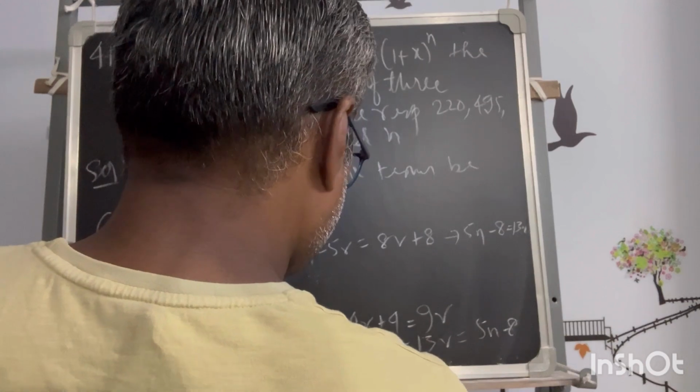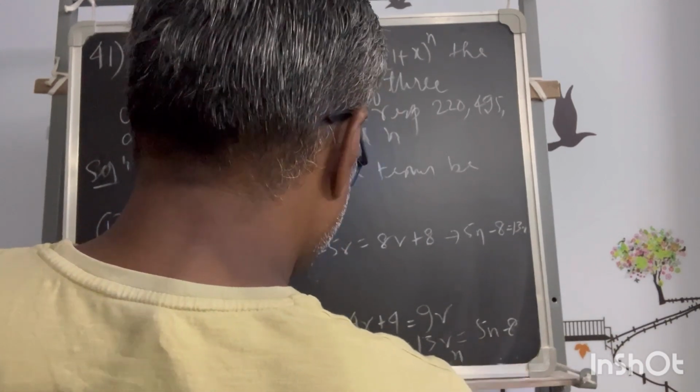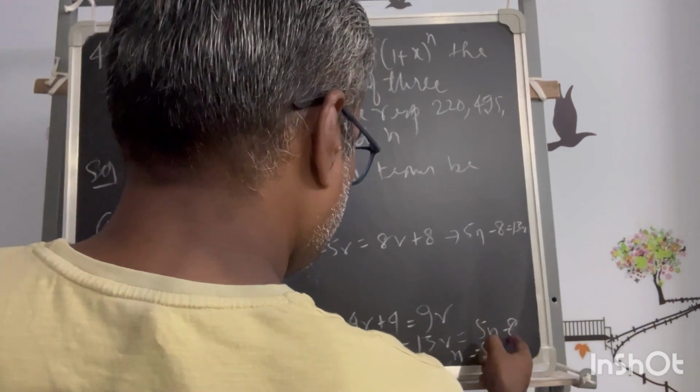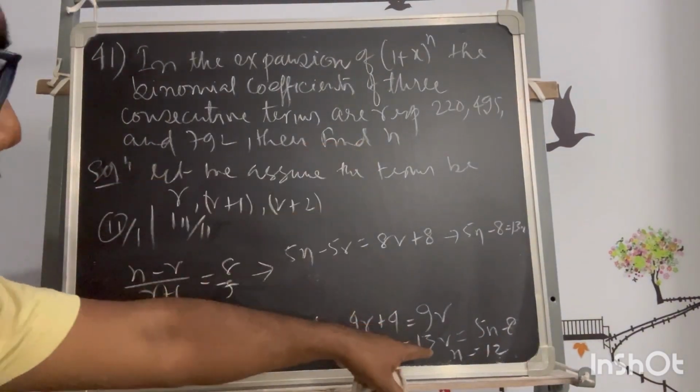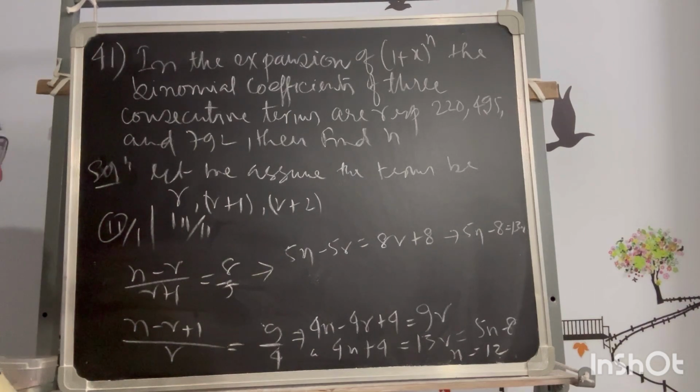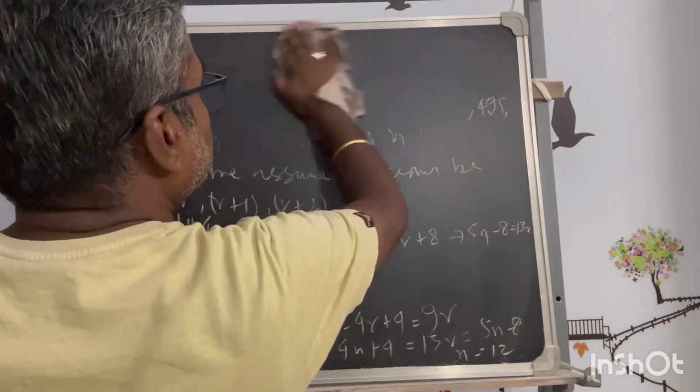So from there, if I take n to one side, you will get 5n minus 4n, n is equal to 8 will come this side, is equal to 12. So the n value is needed here, so n is equal to 12. Understand? Okay, move to the next problem.